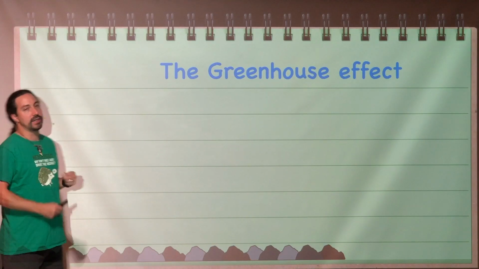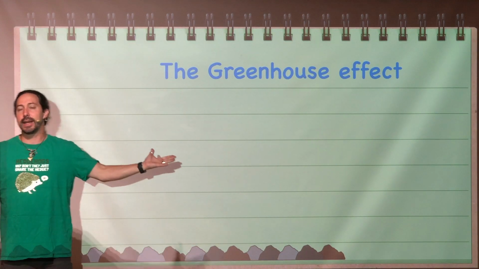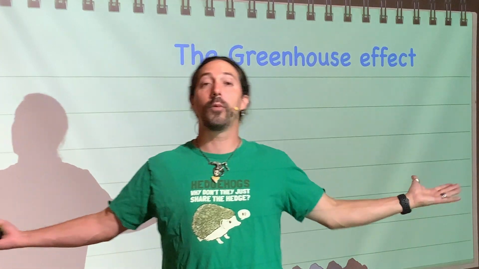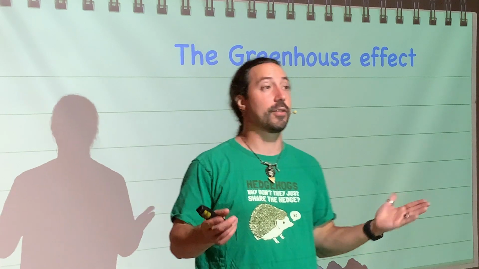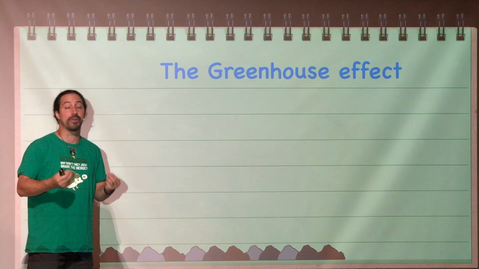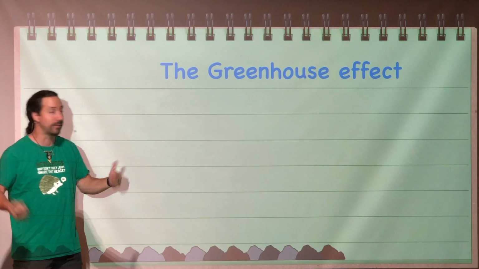And then we get to the greenhouse effect. What is the greenhouse effect? How does it work out? And why are we happy that it exists? First off, we're happy it exists because it allows for this planet to have life on it.